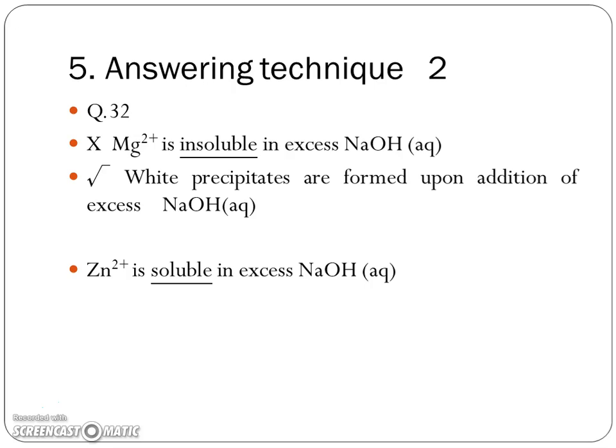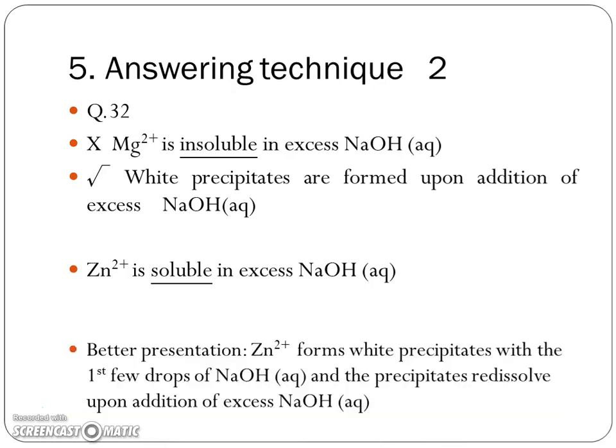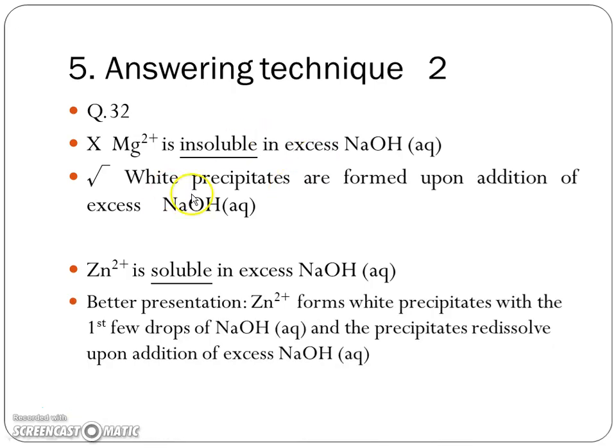Okay. Also, saying zinc 2+ is soluble in excess sodium hydroxide is not a very good way of presenting it. You better present it as zinc 2+ forms white precipitates first, and then the precipitates will dissolve upon the addition of excess sodium hydroxide, so that it looks like the zinc 2+ is soluble in excess sodium hydroxide solution. So I cannot say that it is wrong, but usually we present it in this way because that is actually what happens. So zinc ion first gives the precipitates, and next it will dissolve.